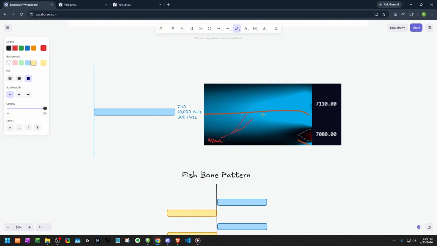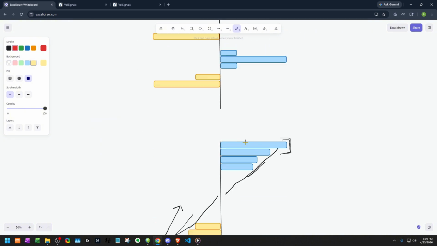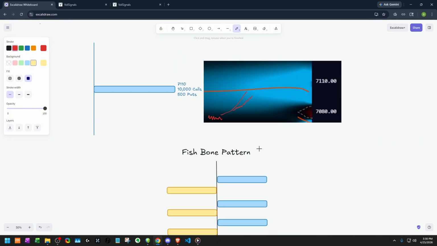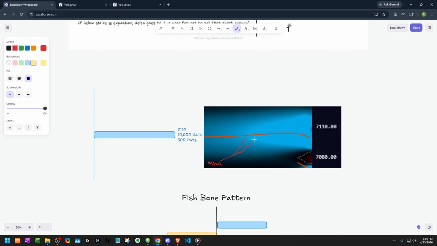And then once we get to the peak, or in this case, the largest node, that's where the gamma will be at its maximum. So it'll be hard to get through that just because the dealers at that node have the most gamma, which means they are going to be selling the most amount of contracts that they need to as we get to that strike. So it'll be hard to get through it, but it will have this magnetic pull towards it.